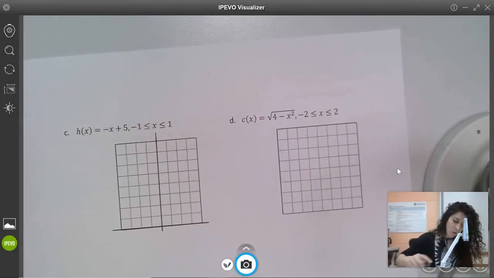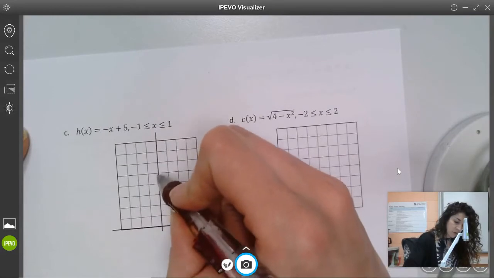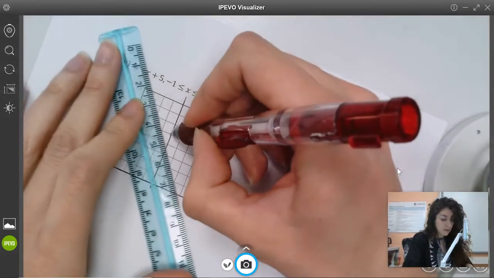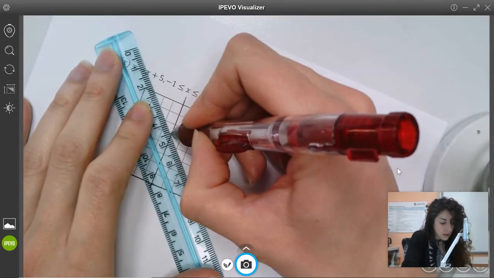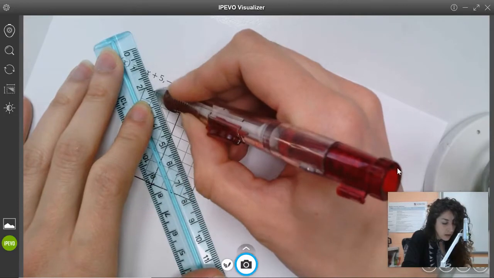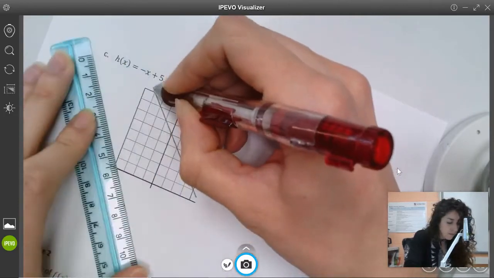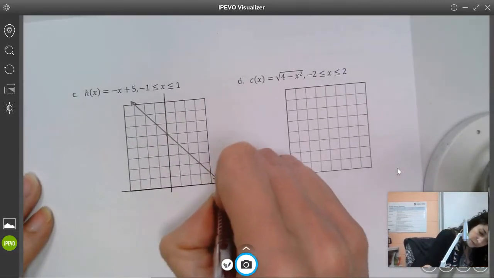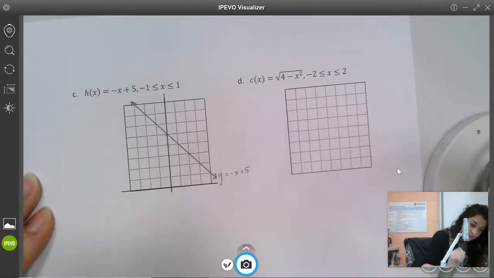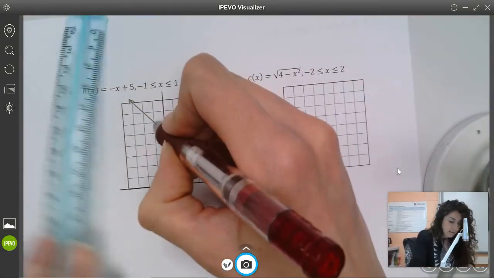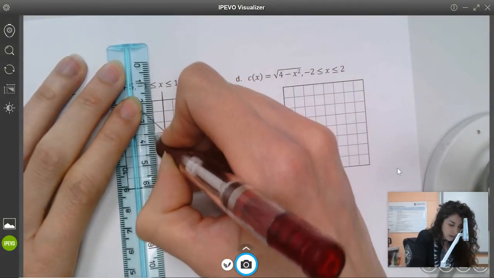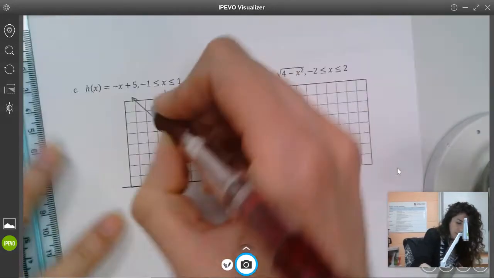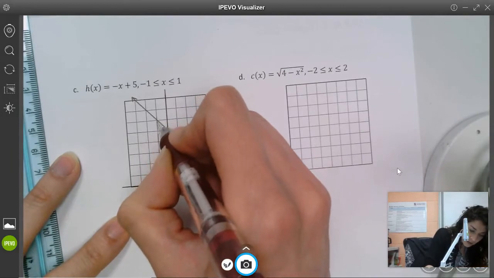Negative x plus 5, a y-intercept of 5, and a slope of negative 1, which is down 1, right 1, down 1, right 1. We're just going through the diagonals of every square. And then we want to evaluate this from negative 1, which is right here, to 1. So this is our shaded region.